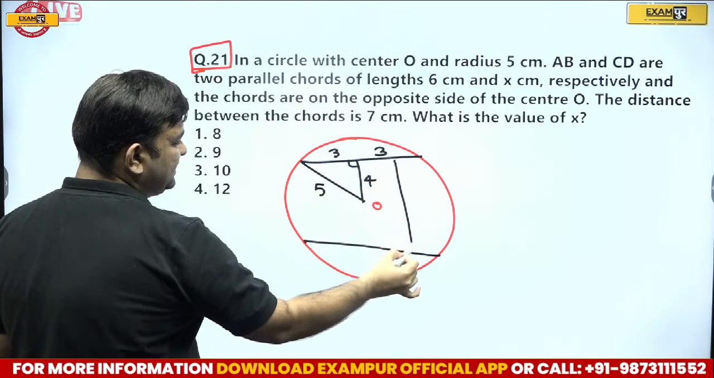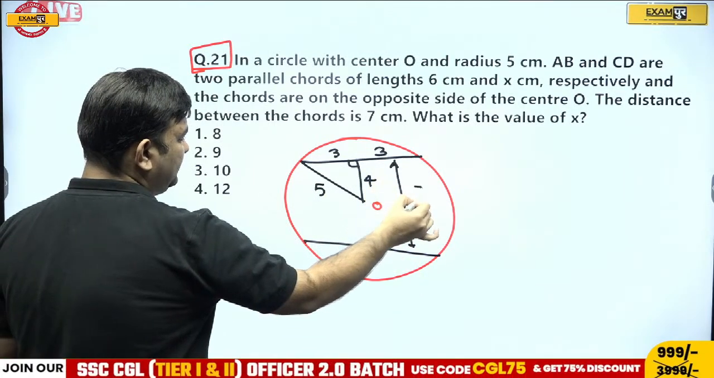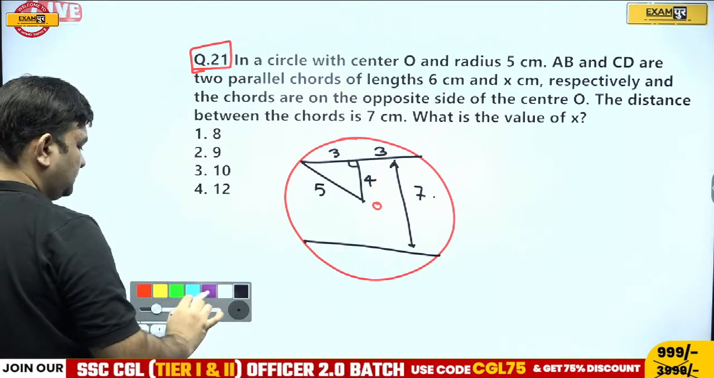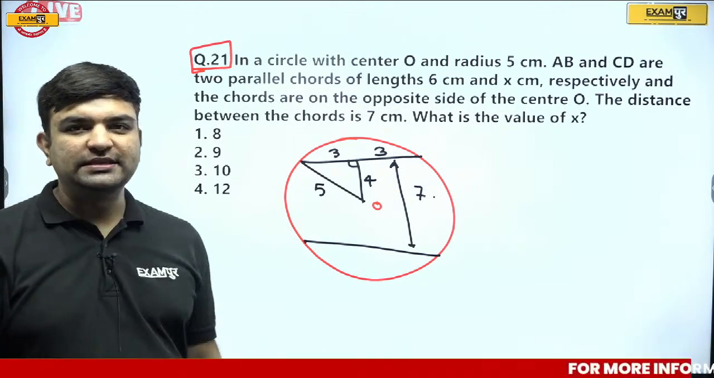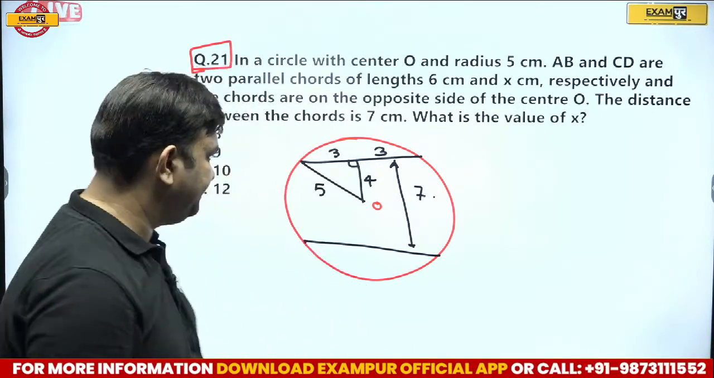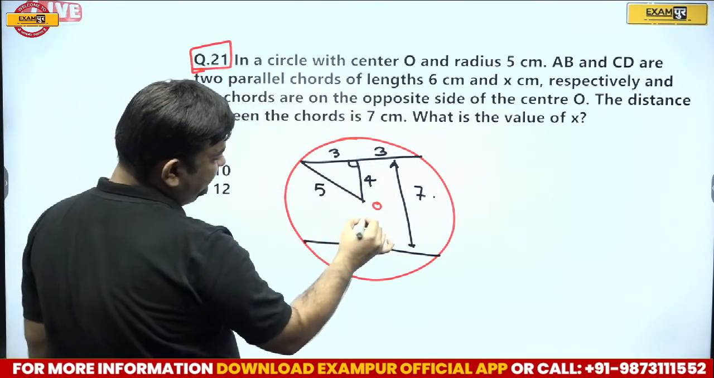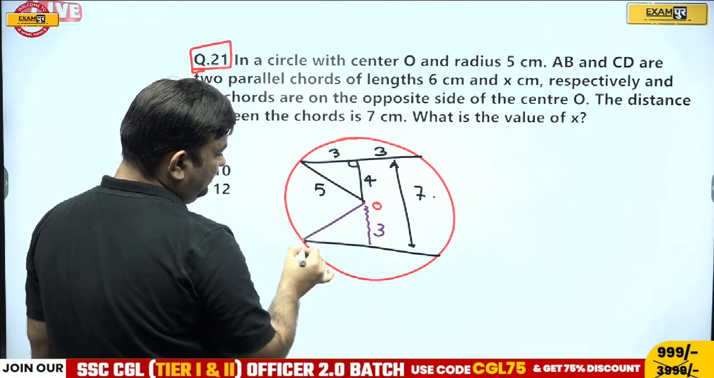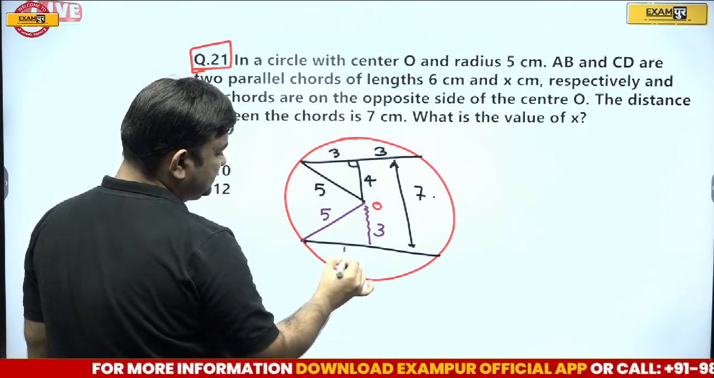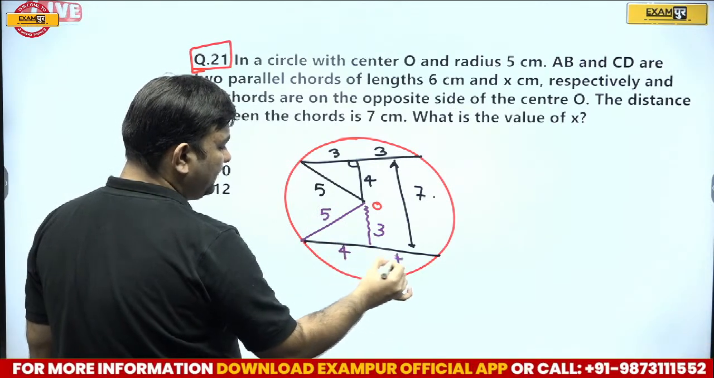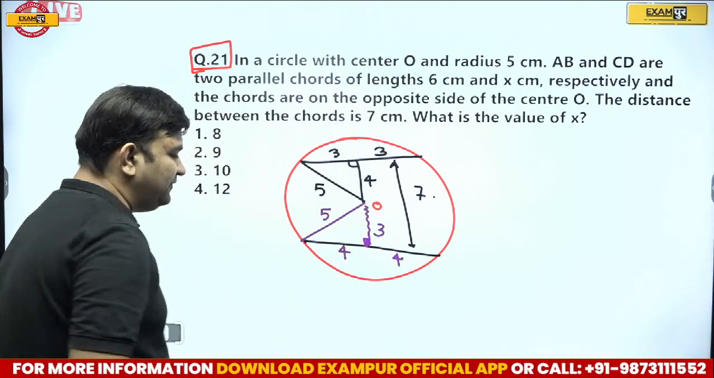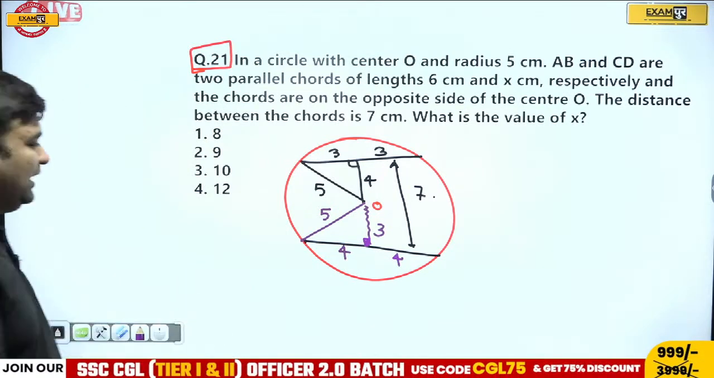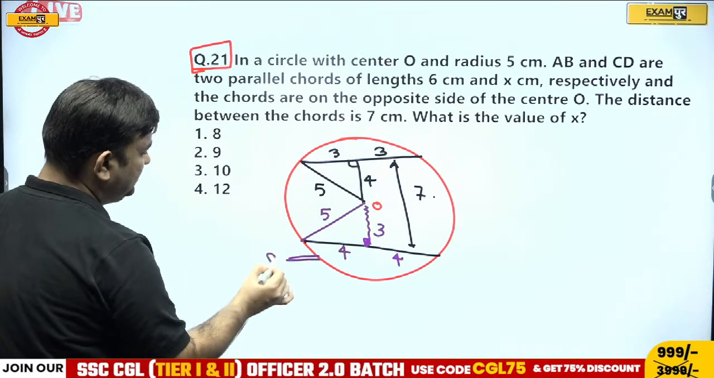The total distance between the chords is given as 7. If one portion is 4, another portion is 3. Radius is again 5, so this portion will become 4 and 4. So the length of the chord is 8.